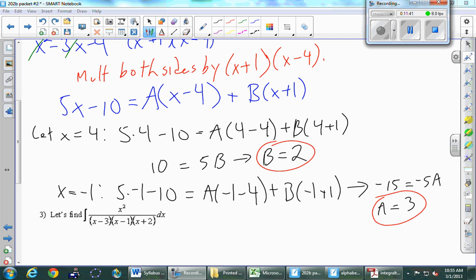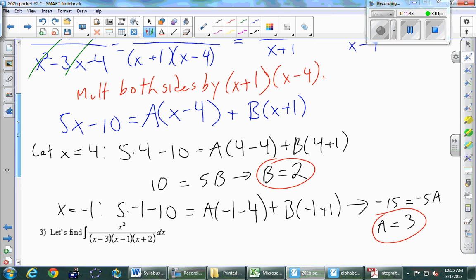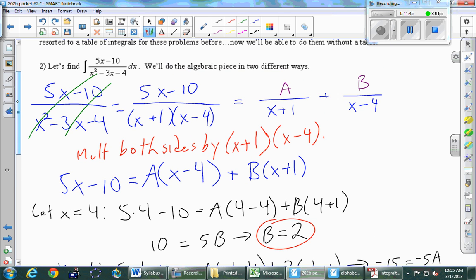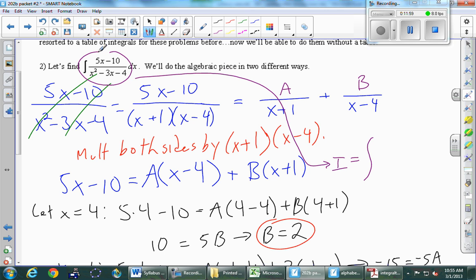Okay, so now we're taking the A and the B that we found, and we're just going to go back up and rewrite the original. So we'll do this here in purple. So this integral, I'll put right over here, I'll call it I for original integral, turns out is equal to A over x plus 1. What was A? 3. 3 over x plus 1, plus B over x minus 4, 2 over x minus 4.